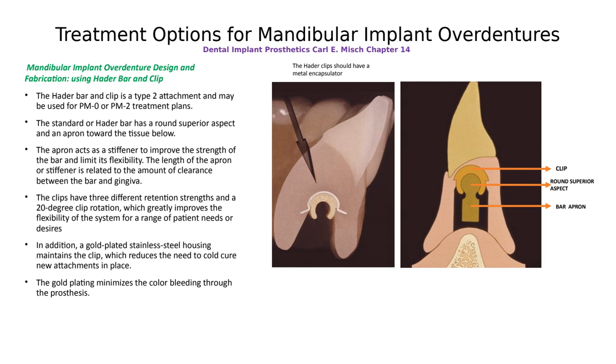Okay, so usually those metal clips that are embedded in dentures are gold plated, so they don't give that silvery grayish color to the denture. So the denture looks more natural because we don't have that metal showing through.